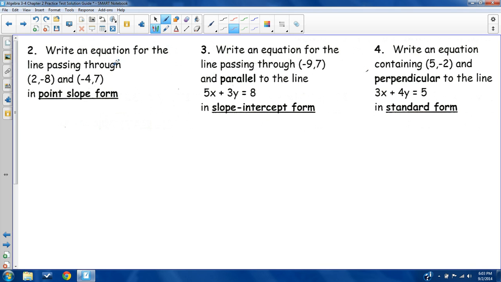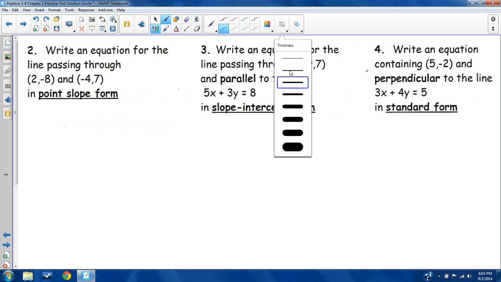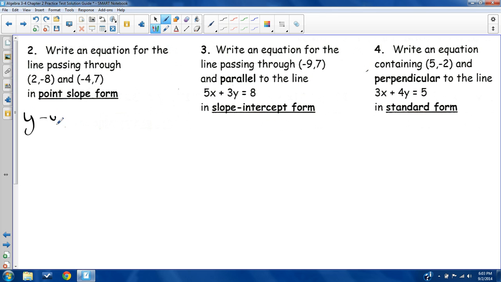Okay, write an equation for the line passing through 2, negative 8, and negative 4, 7 in point slope form. Point slope form looks like so. Y minus y1 equals m times x minus x1. Now, in order to do this, that means we need an m. I have 2 sets of x1, y1s that I can use, one or the other. Doesn't matter. But I need to find an m.